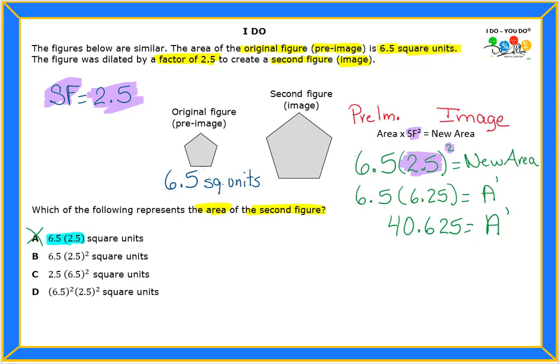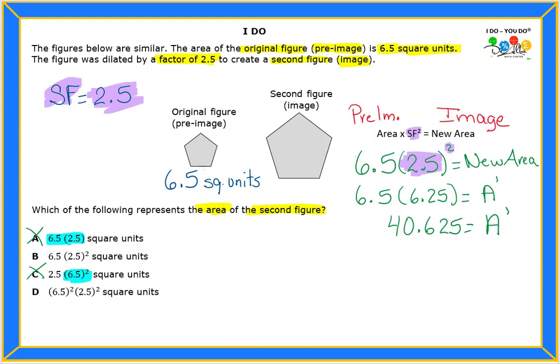Very good. Okay, what about letter B? 6.5 times 2.5 to the second power. That looks pretty good, right? What about letter C? They are actually raising 6.5 to the second power. That's what is wrong with it, right? Very good. So that's not right.